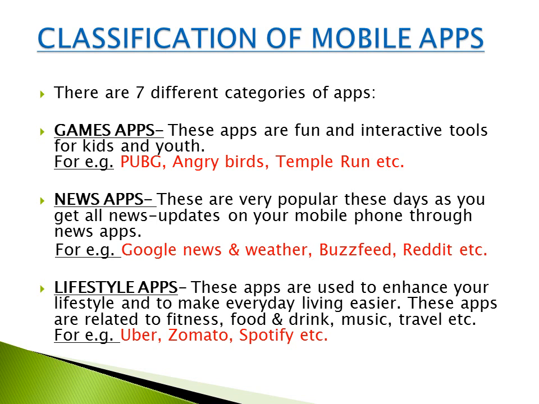Next is the news apps. These are very popular these days as you get all the news updates on your mobile phone through news apps. For example, you can use Google News and Weather app, you can use BuzzFeed, Reddit, etc. Next is lifestyle apps. These apps are used to enhance your lifestyle and to make everyday living easier. These apps are related to fitness, food and drink, music, travel, etc. For example, Uber is a travel app, Zomato is a food and drink app, and Spotify is a music app.